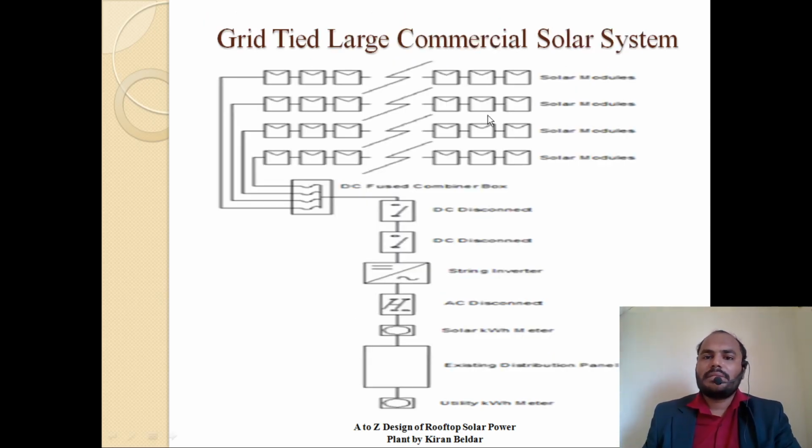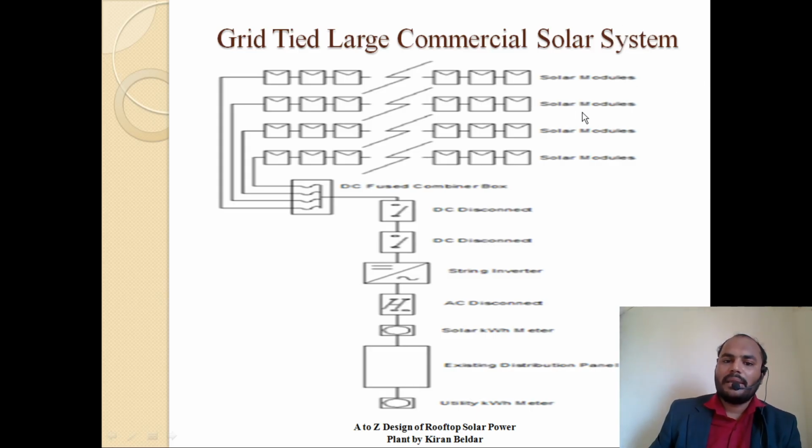Grid-tie large commercial solar system. Basically, in a large commercial solar system, we are using a number of strings and a number of solar panels. The size of the inverter is also high. One by one we will see the block diagram.